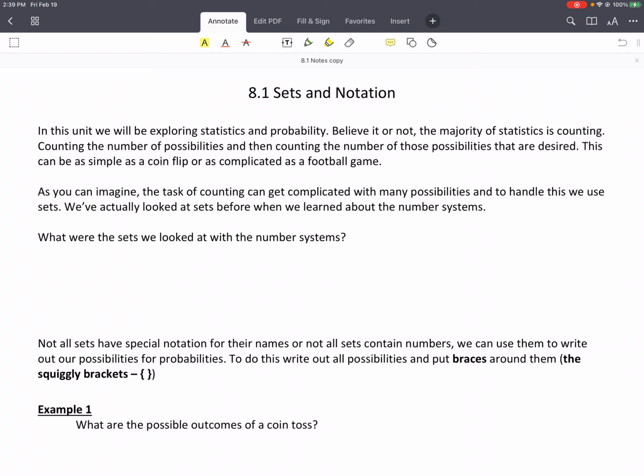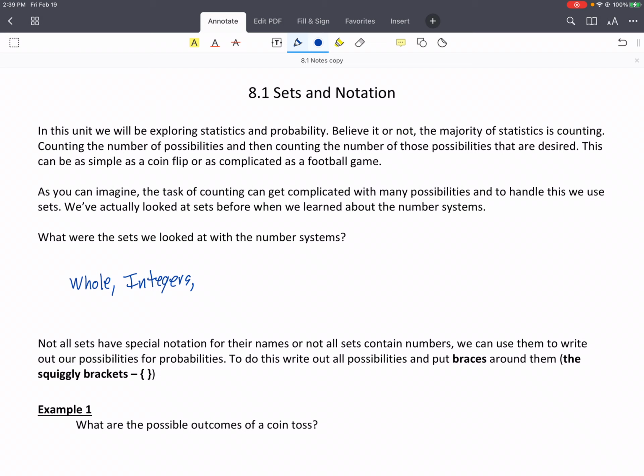Some of this can get a little overwhelming. So that's why we use sets. And sets are actually something we looked at previously with the number systems. So think back to the number systems when we had, let me get my pen, thought I was ready to go. When we had our whole numbers, the integers, and then it went on and on, right?